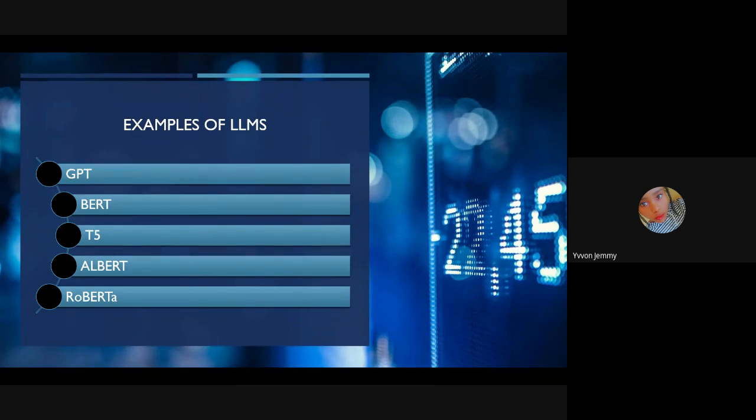Okay, so there are examples of LLMs. There is GPT, which has been used to create the ChatGPT that we use. There is GPT-2, GPT-3. GPT-2 is free, but GPT-3 you have to pay for if you want to use it. There is BERT. BERT is open source, as we have seen. That is what the Google search engine uses. Then there is T5, a model for text. And then there is ALBERT and RoBERTa. Those two are branches of BERT.